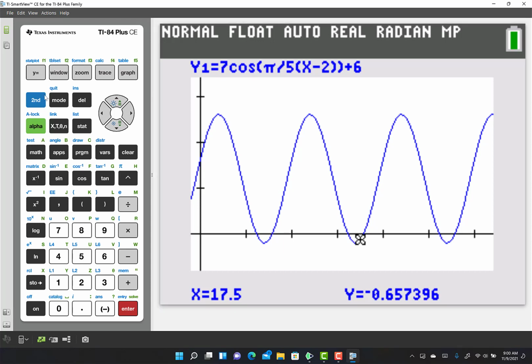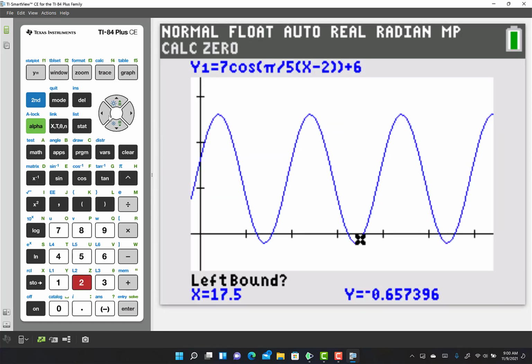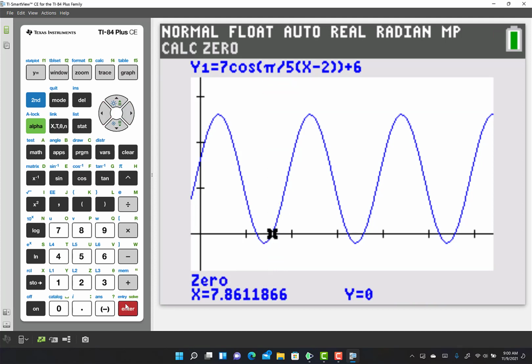We're going to go second, calculate, and we're going to push 0. Then it's going to ask where you want it to look. So I'm going to move the cursor. I want you to look between here, enter. And I'm going to go to the right of that value and enter again. Guess? Nope. And there it is, 7.8611 truncated. Does that make sense, guys?